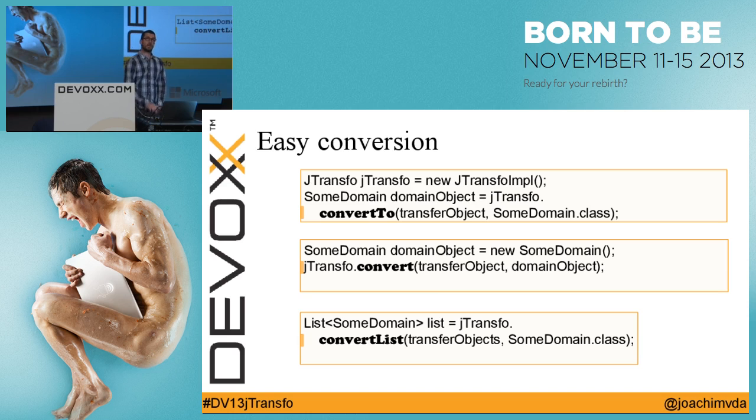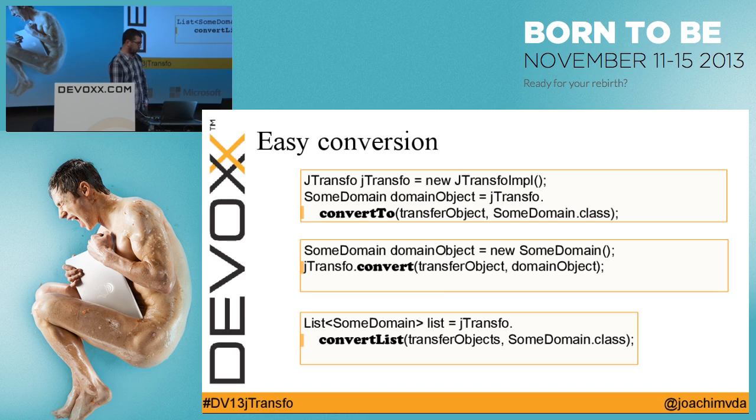If you're using the plain version without Spring integration, you would just get a new copy of JTransfo. It's recommended to have only one JTransfo instance in your application, because that will make it do caching quite effectively. If you're using Spring, then just inject it or auto-wire it.